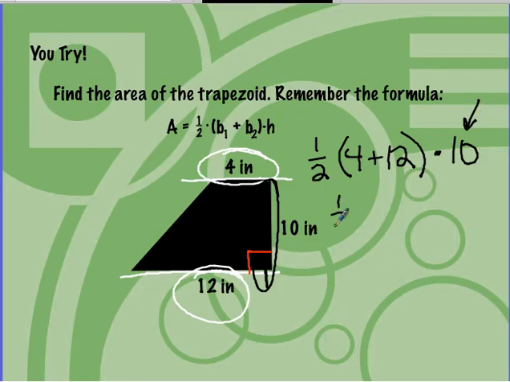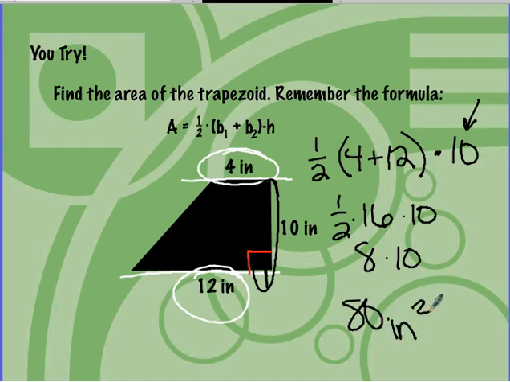I don't want to mess with the 10 because it's nice and easy to multiply anything by 10. So I'm going to add my 4 and my 12, which gives me 16. Half times 16 times 10. Half of 16 is 8. Times 10 is 80. So my answer is 80 inches squared for my area.